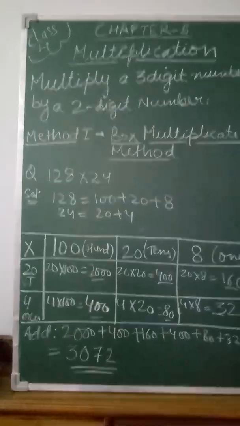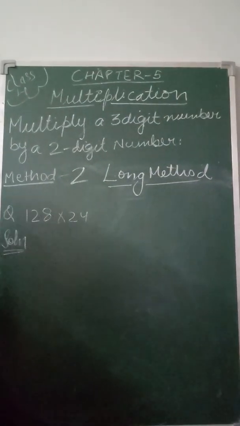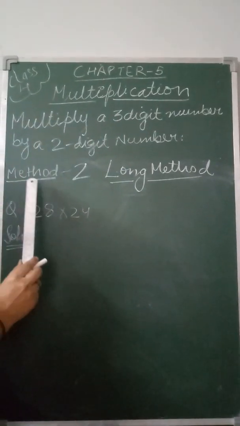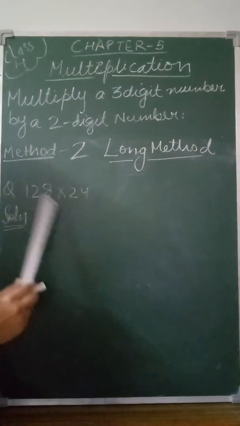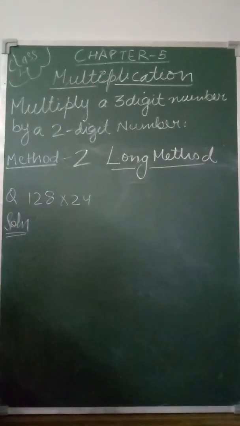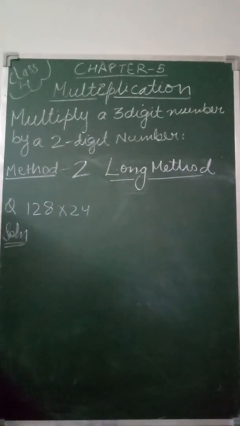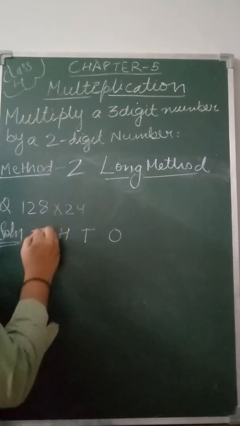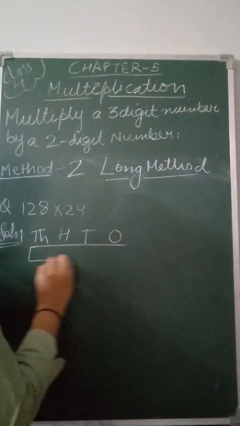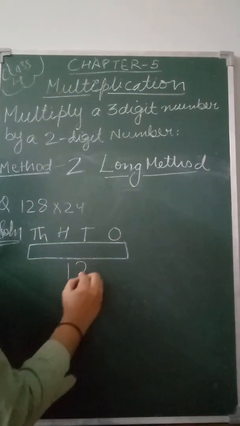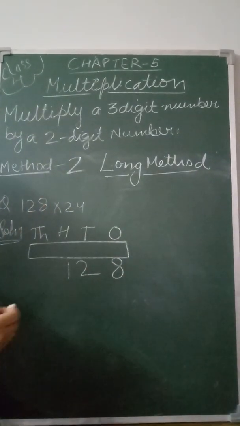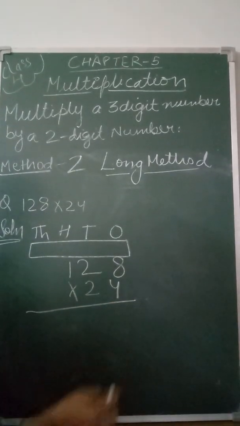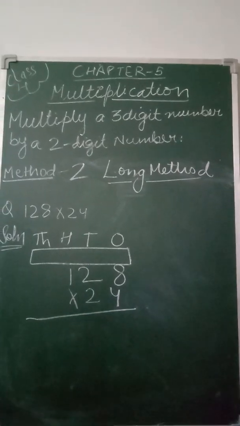Now, students, let's discuss the second method of multiplying any 3-digit number by a 2-digit number. The second method is the long method. This method is not new for you. You have already learned it in class 1, 2, 3, or in the previous classes. Ones, tens, hundreds, thousands, you have to write like this. The number you write is 128, the multiplicand, on top, and then 24. This is called the long method of multiplication.